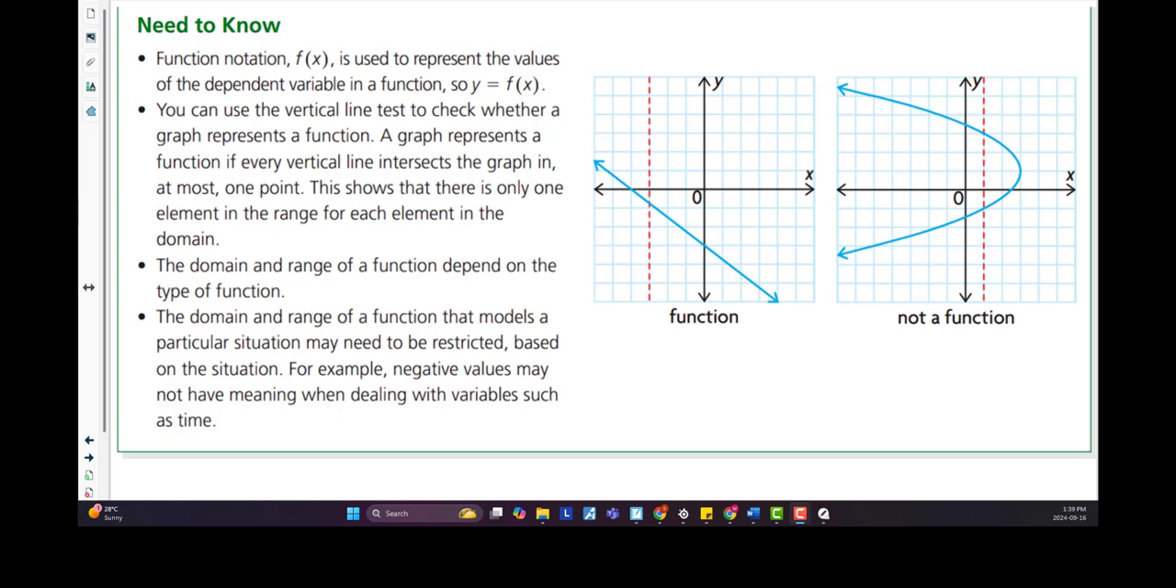It's something you've learned in grade 11. You can use the vertical line test to determine whether it's a function or not. And when I say it, I mean a relation. So in this case, the first graph here is a function. The second graph is not a function because the vertical line intersects this relation at more than one point. The domain and range of a function depend on the type of function. And depending on real life examples, sometimes you may have to limit the variables, such as in the earlier example, there cannot be a negative dimension or negative time.